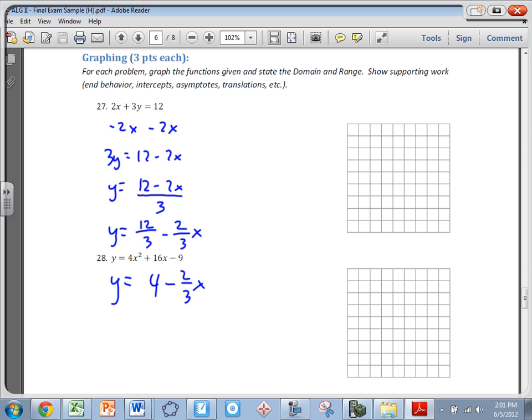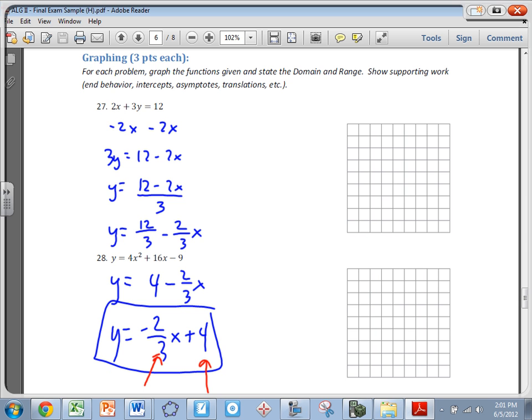Now, it doesn't look like that's in slope-intercept form, but it actually is because we have negative 2/3 x plus 4. So that's one way to do it, okay? And again, remember, this is your slope, this is your y-intercept. Think about this for multiple choice too, if you have to match your graph, and make sure you know what the slope and the y-intercept each are. So that's one way to graph this problem.